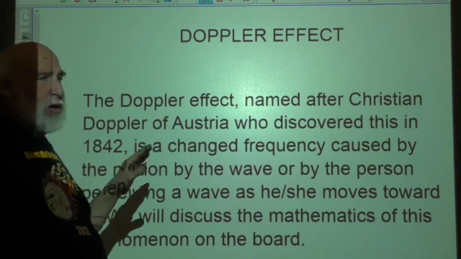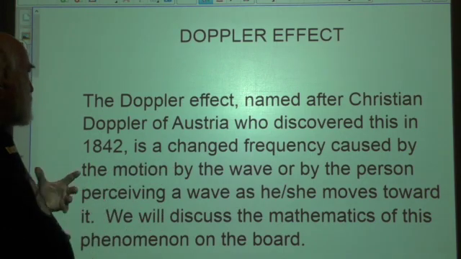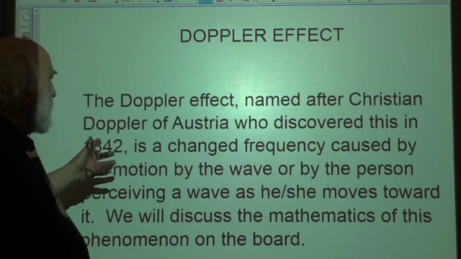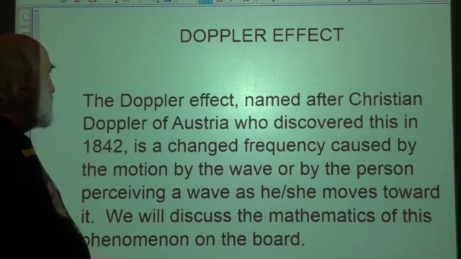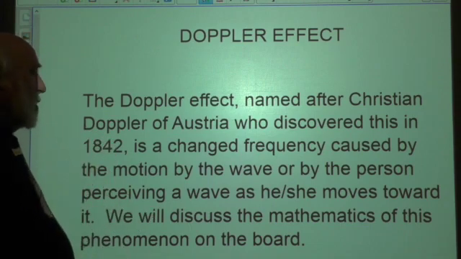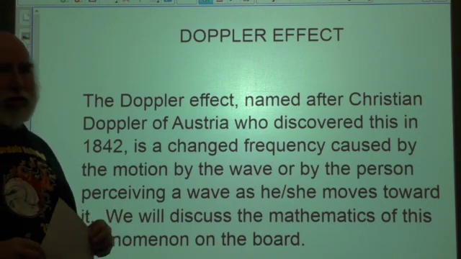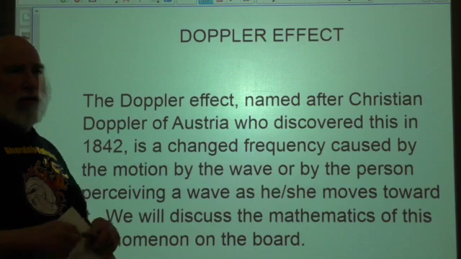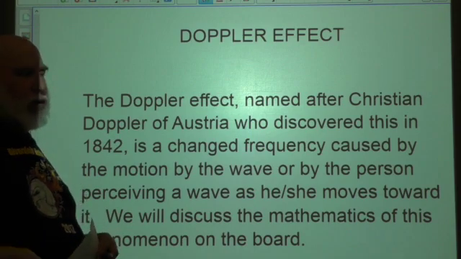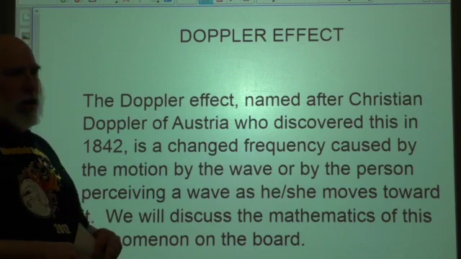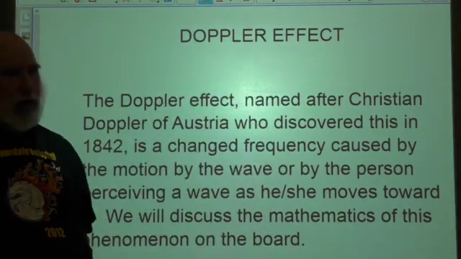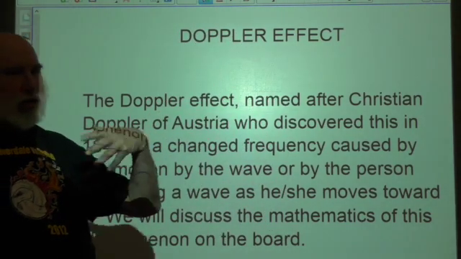But first of all, the Doppler effect, which is named after this guy named Doppler in Austria, who found this in 1842, is all about how the perceived frequency of a wave changes because of the motion of the source of the wave. In other words, if I'm standing still and there's a noise over there and it's not moving, there's going to be no change in the pitch.